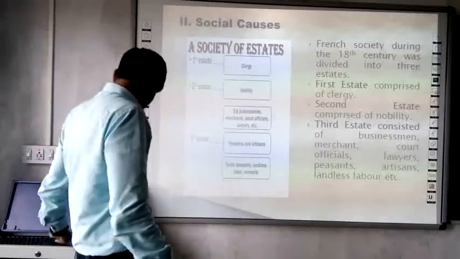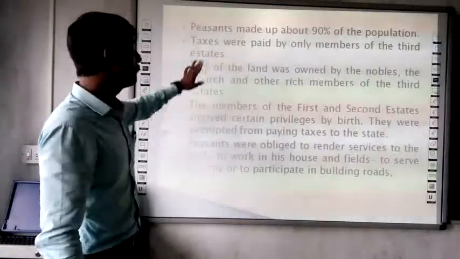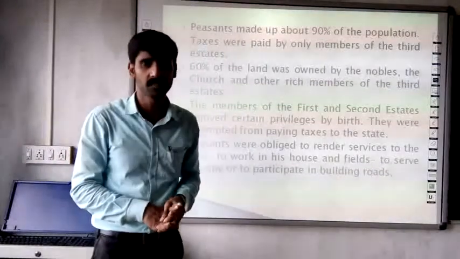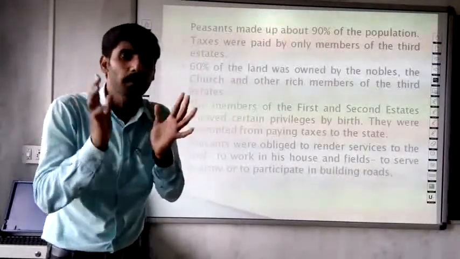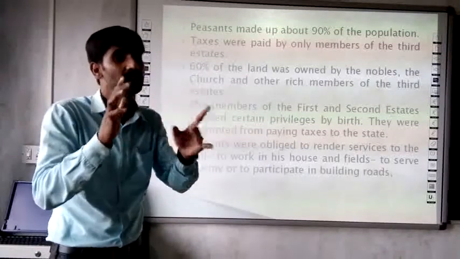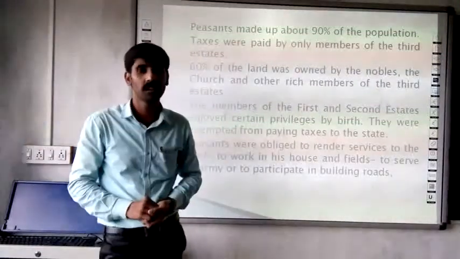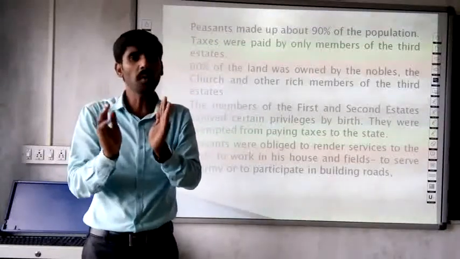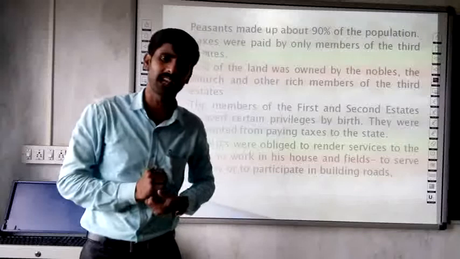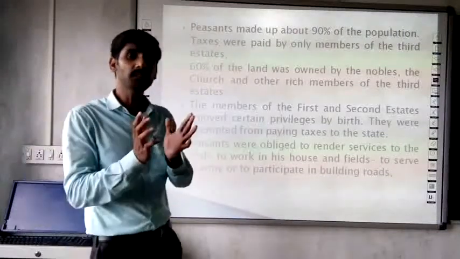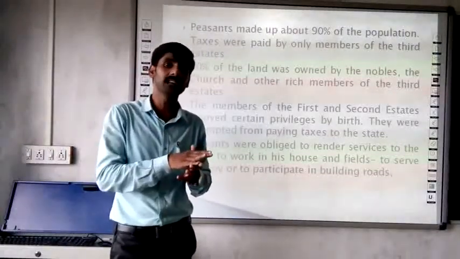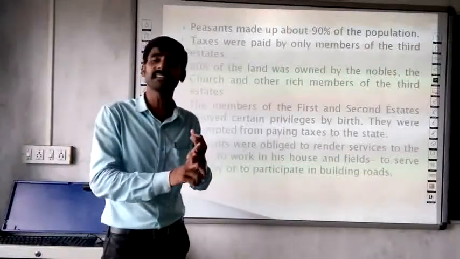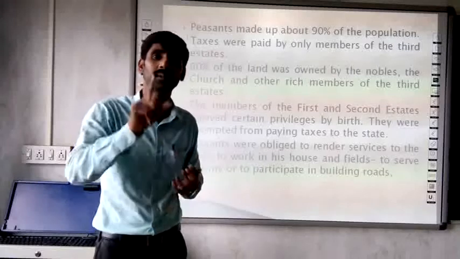Here, peasants made up about 90% of the population. This 90% of the population, made up of peasant farmers, owned only 40% of the land, and the rest, 60% of the land or property, was owned by the first and second estates, who made up only 10%.